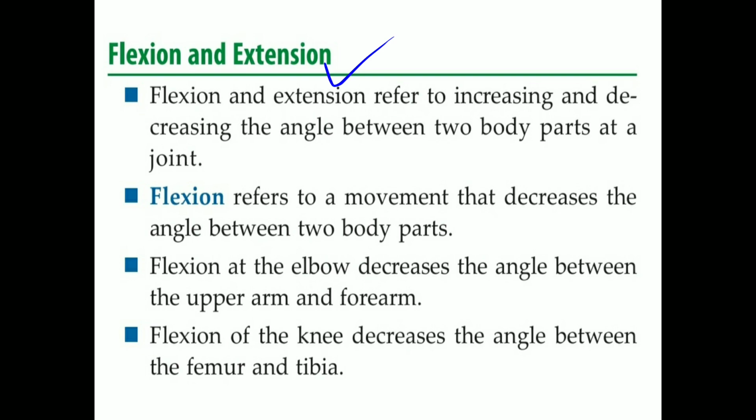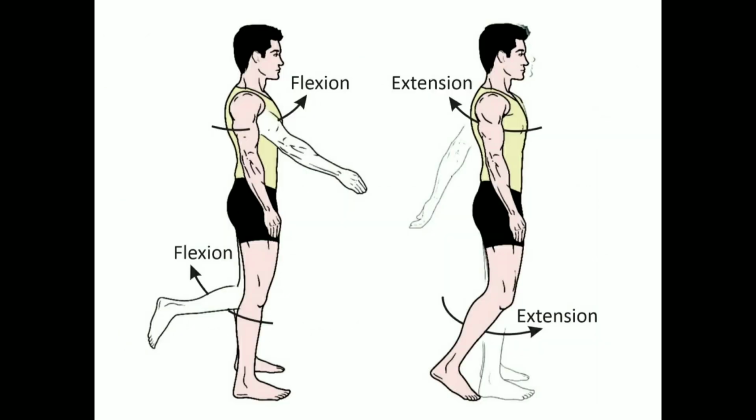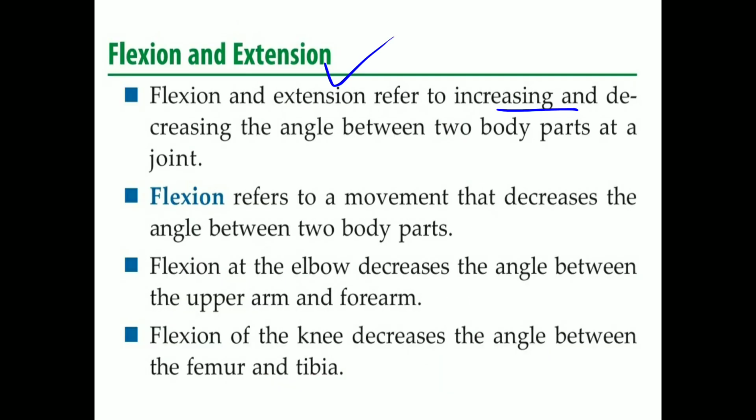So here we'll first discuss flexion and extension. These are the two terms that are used for describing increasing or decreasing the angle between two body parts at a joint. Here you can see the angle at the knee is 180 degrees, and decreasing the angle of the lower leg below the knee is called flexion, and increasing the angle at the joint is extension. Straightening is extension.